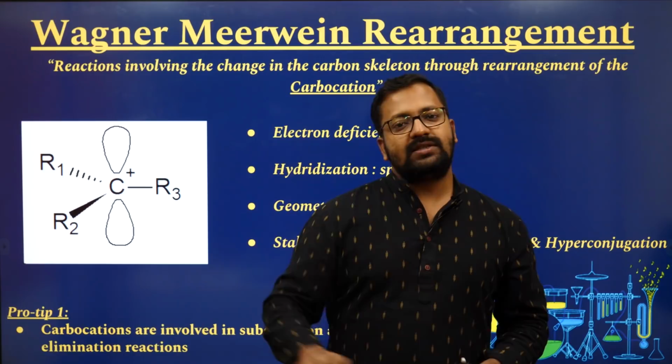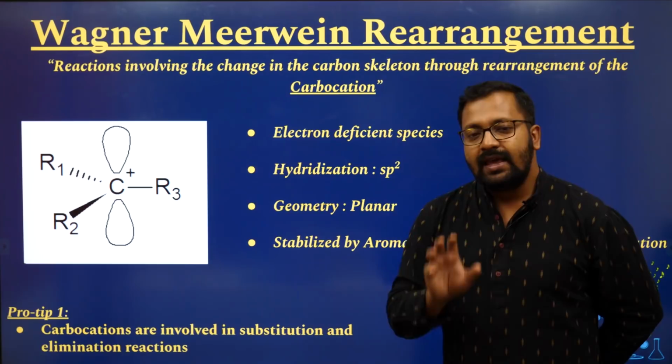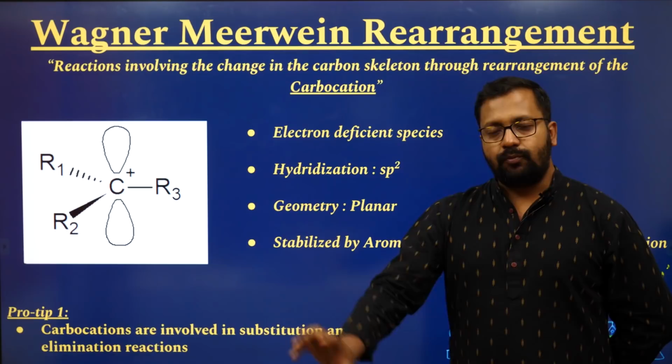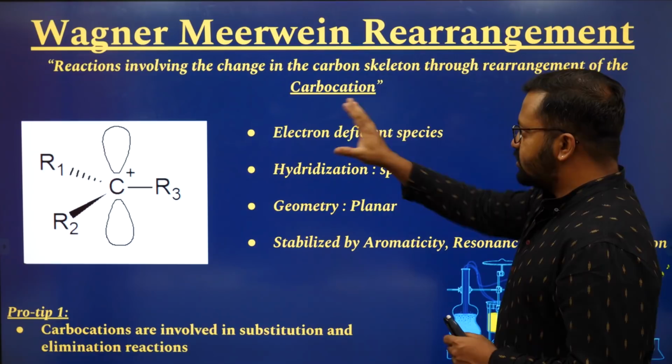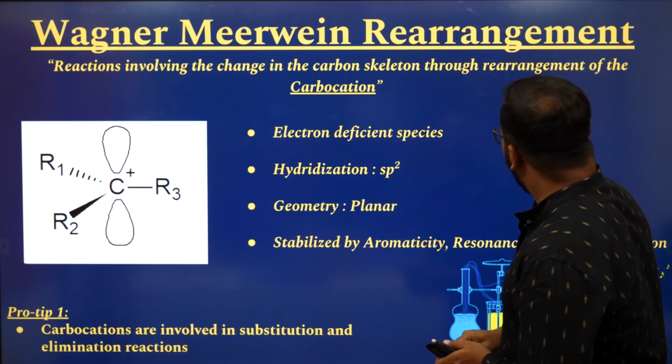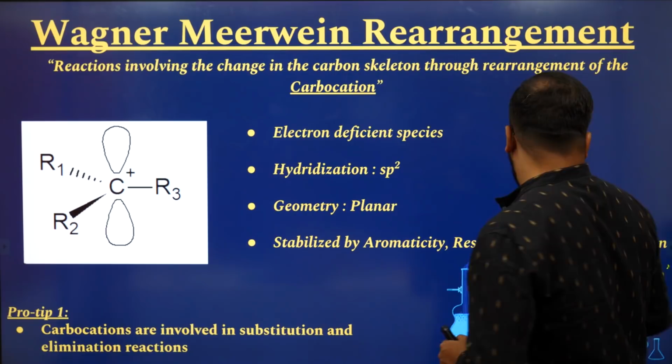Even in a carbocation, such a rearrangement occurs. And in this rearrangement, some groups move from one point to another point. And we'll see later why this movement takes place. So before moving ahead, let's read whatever is written over here. So reactions involving the change in carbon skeleton through rearrangement of carbocation. Okay. Now, this is what a carbocation looks like.